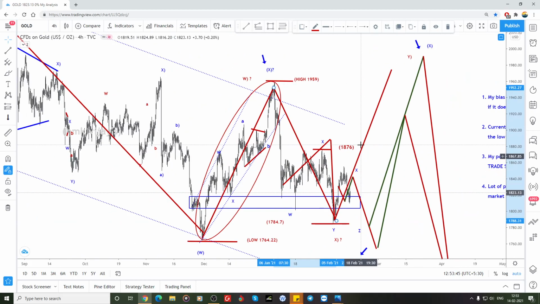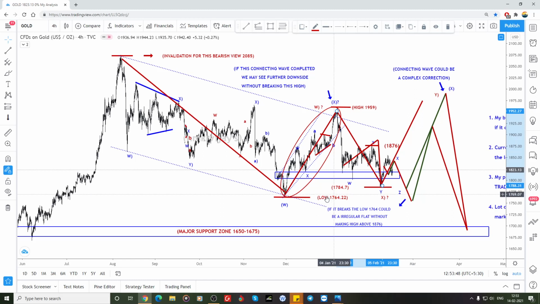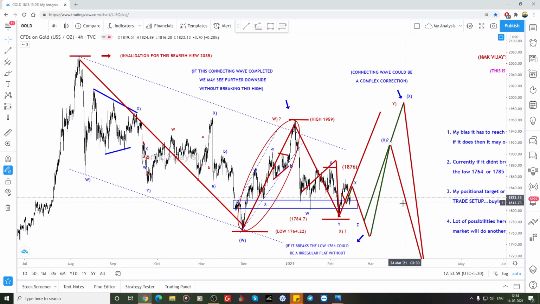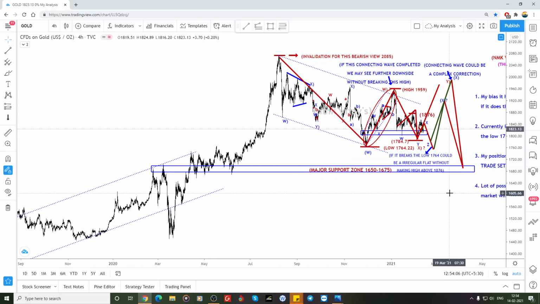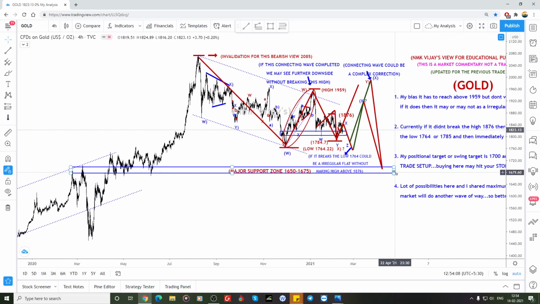But one more opportunity, what I said is, if it breaks this low, it can be an irregular flat formation in the X. So this X can go like this. That is why I have explained here the irregular flat formation, and to the downside, it can go up to 1640 or 1680 like that. 1650 to 1675 is the maximum, that major support zone. So it could be like this.